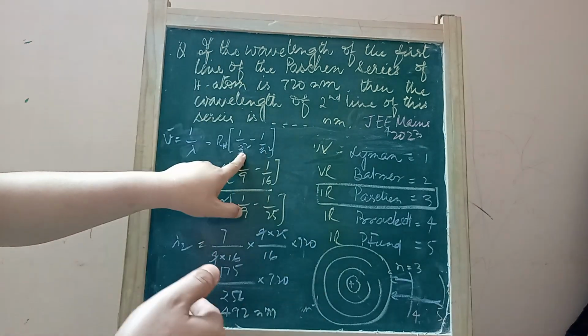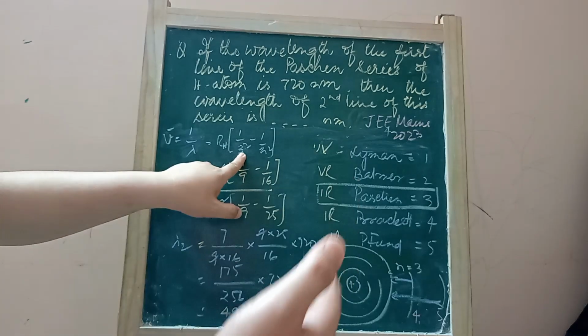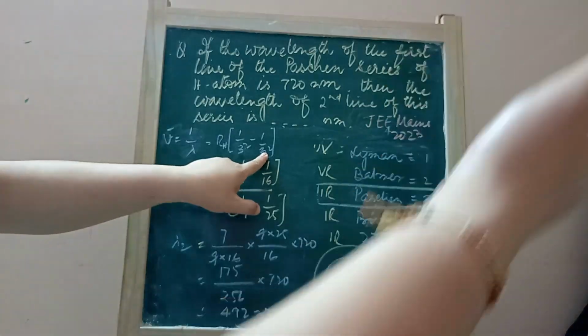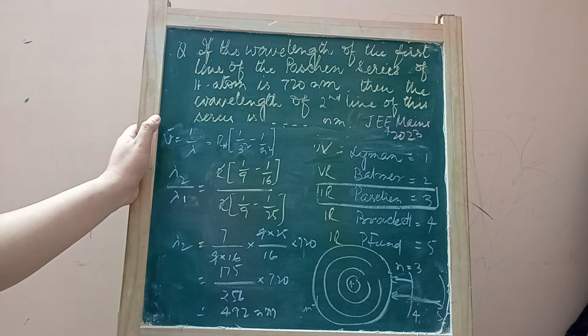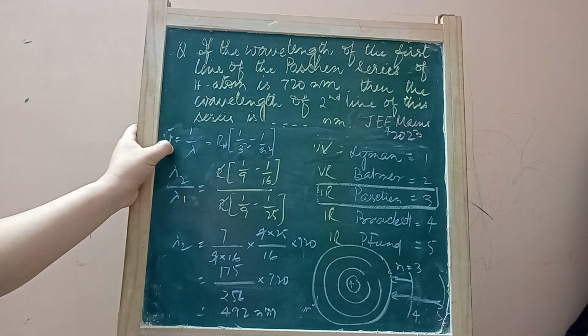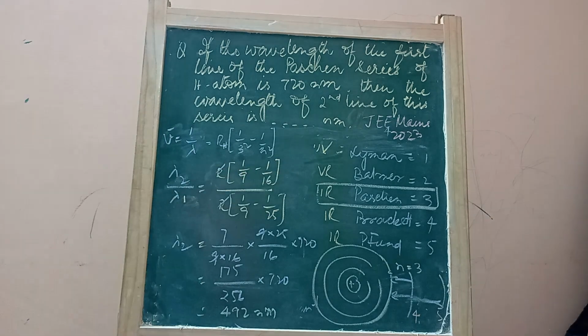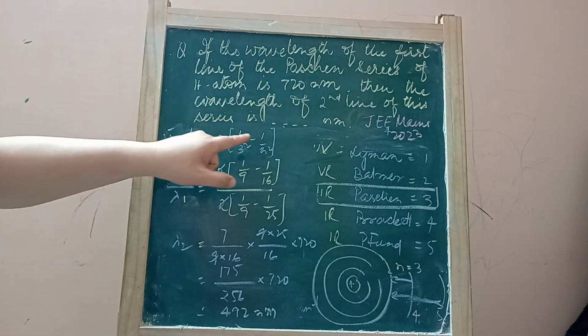N1 is the last orbit to which the electron will come back in the hydrogen atom, and N2 will be any other higher orbit. So instead of writing the wave number, we will write it in terms of wavelength. So 1 by wavelength equals this, right? So wavelength will be the reciprocal of this.